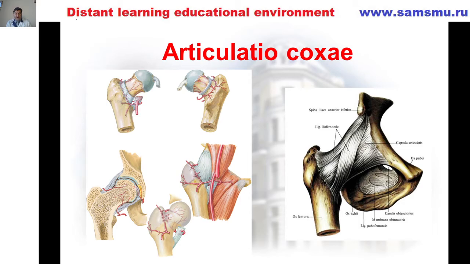The pubofemoral ligament, ligamentum pubofemorale, you may see on this picture, is on the inferior medial aspect of the joint. It stretches from the pubis to the lesser trochanter and blends with the capsule. It resists abduction and checks lateral rotation.